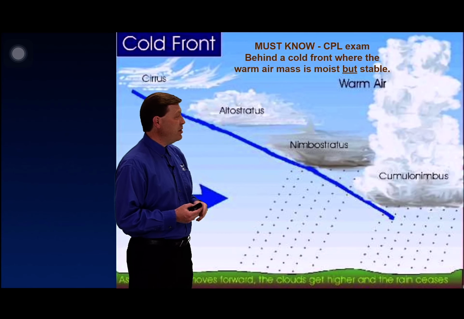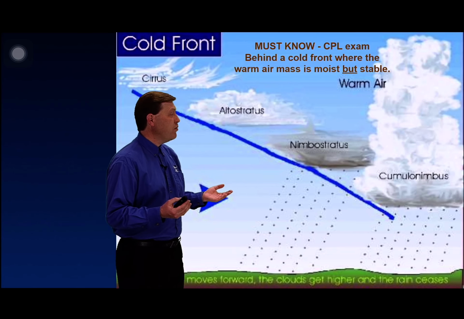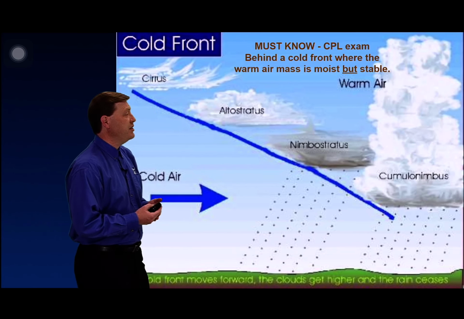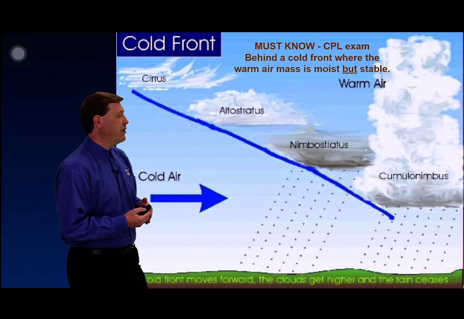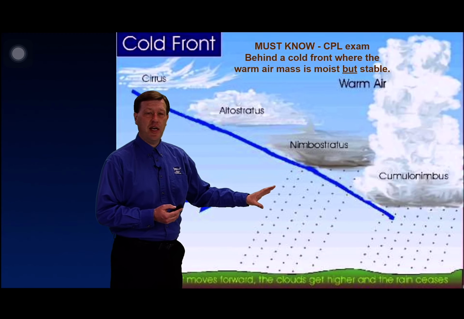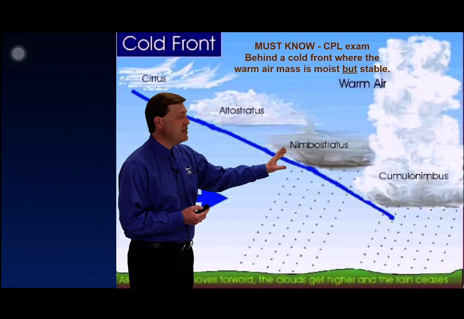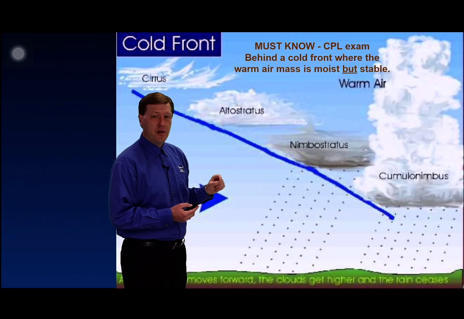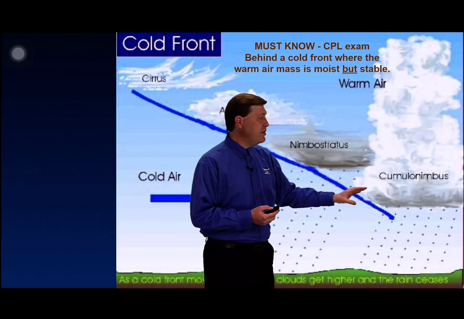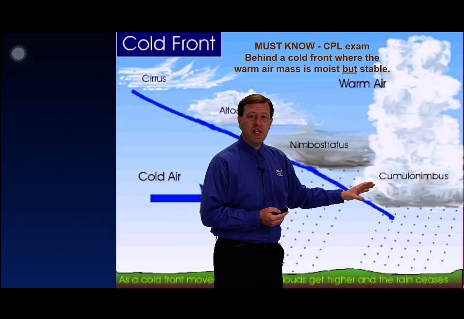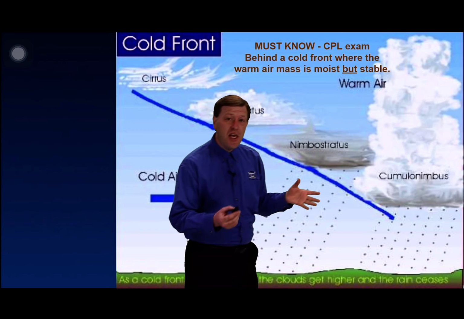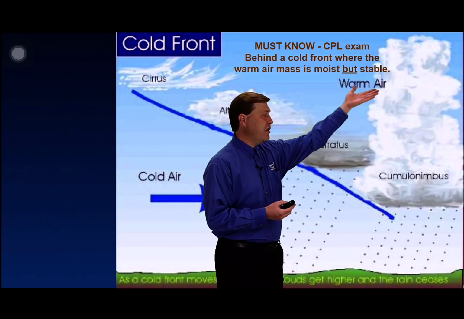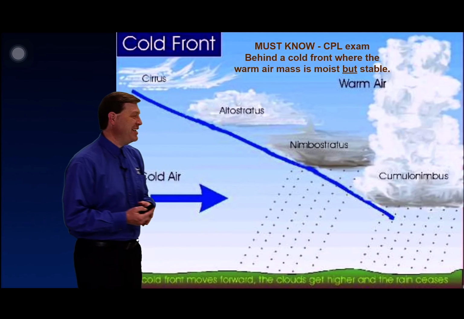Must know for the CPL exam: behind a cold front where the warm air mass is moist but stable. All right, so these are definitely the types of clouds you would see. Remember I said nimbostratus? Maybe. That would be if it's very moist and stable. Cumulonimbus, probably wouldn't see it in that case. If it's an unstable warm air mass, oh yeah, kaboom, gone. All right.